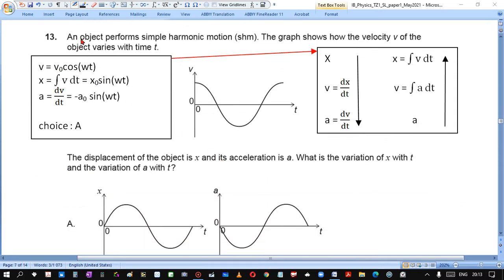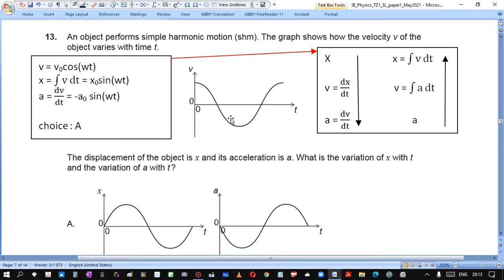Question 13. An object performs simple harmonic motion. The graph shows how the velocity of the object varies with time. I can remind you that displacement, velocity, and acceleration are linked in this direction by differentiation, in this direction by integration. Because it is velocity, to go to displacement we need to integrate.